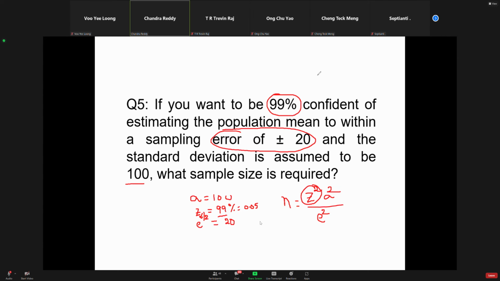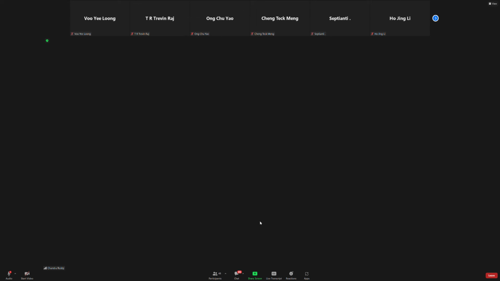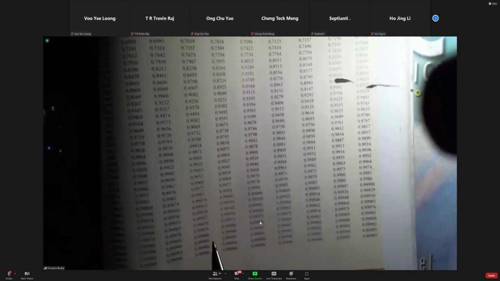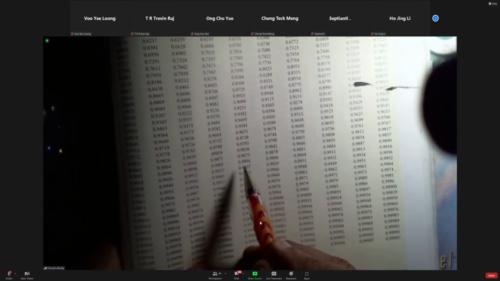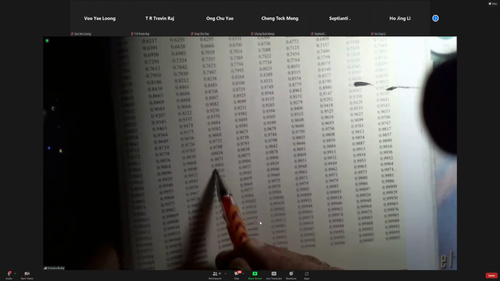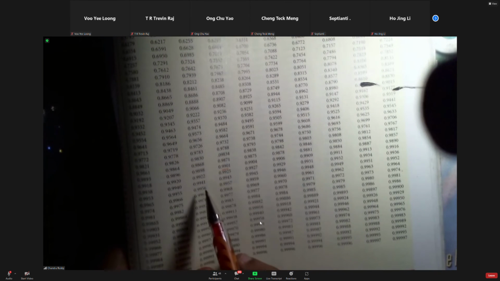You can refer to the Z distribution tables to find the 99% value. I'm just referring to the tables again. So for 99%, it is somewhere here, but you need to look for 0.995.